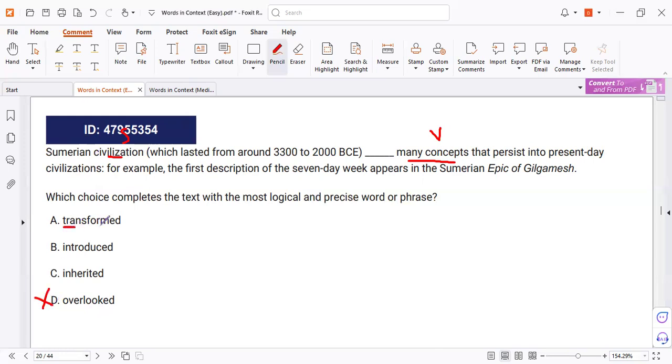Transformed means he changed the form. But why? Because he gave an example to prove what happened, and it still appears up to now. So it was letter B. The civilization introduces a concept that persists, continues up to now. So no change, and no inherited, so introduced. Okay. And the subject and verb and object help you.